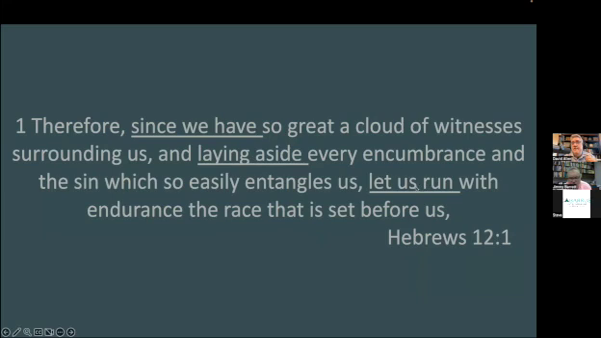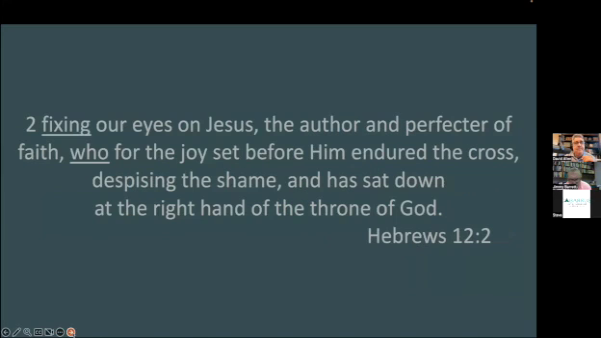Then that leads us to the main clause, let us run with endurance the race that is set before us. That is an independent clause. It's not modifying any other clause because it's the main clause in our text. Therefore, we make a note of that. We identify that as our main clause. All right, having done that, now let's go to verse 2.